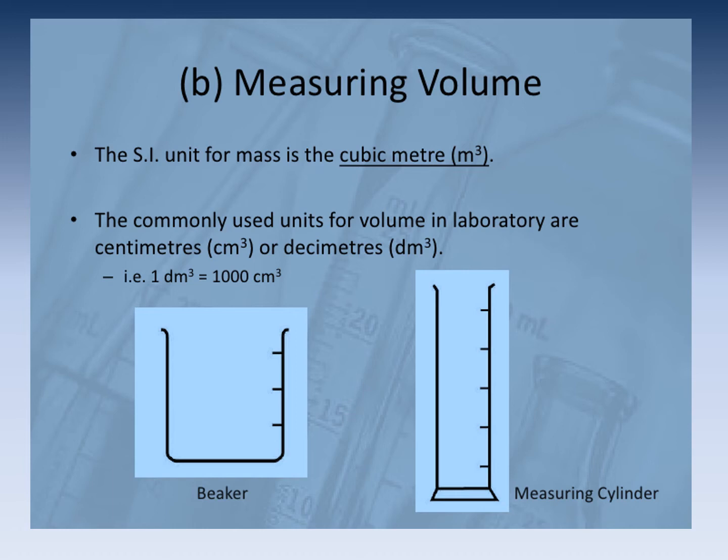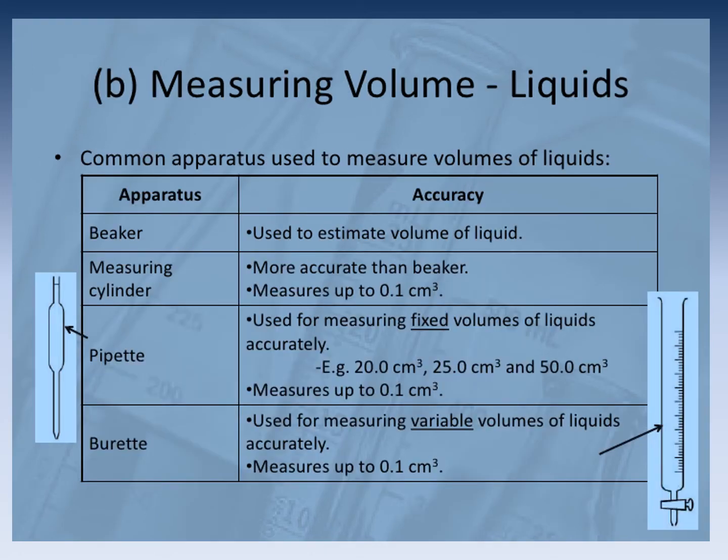The different apparatus used have different degrees of accuracy. The apparatus we use for an experiment depends on the volume we are measuring and how accurate we need the volumes to be. Now the next is measuring volume of liquids. Common apparatus used to measure volumes of liquids are given over here. We have already discussed some of the apparatuses.